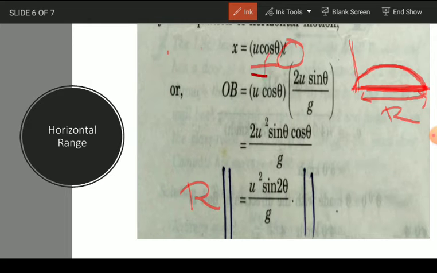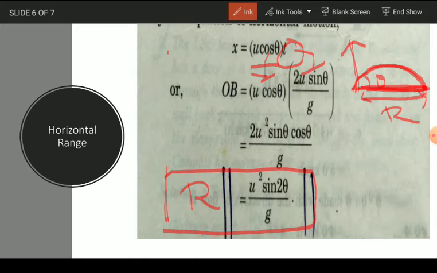So if we put the value of ux and t as 2u sin theta over g, we will get u square 2 sin theta cos theta over g, and we can apply a trigonometric identity, that is 2 sin theta cos theta is sin 2 theta. So as a result we get horizontal range as u square sin 2 theta over g. Now a question can be asked: at what angle should we project the projectile so that the horizontal range is maximum?